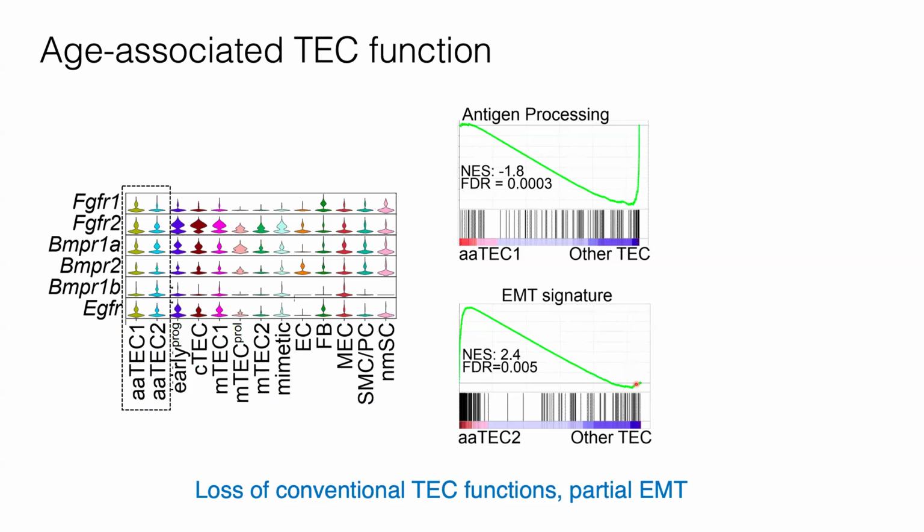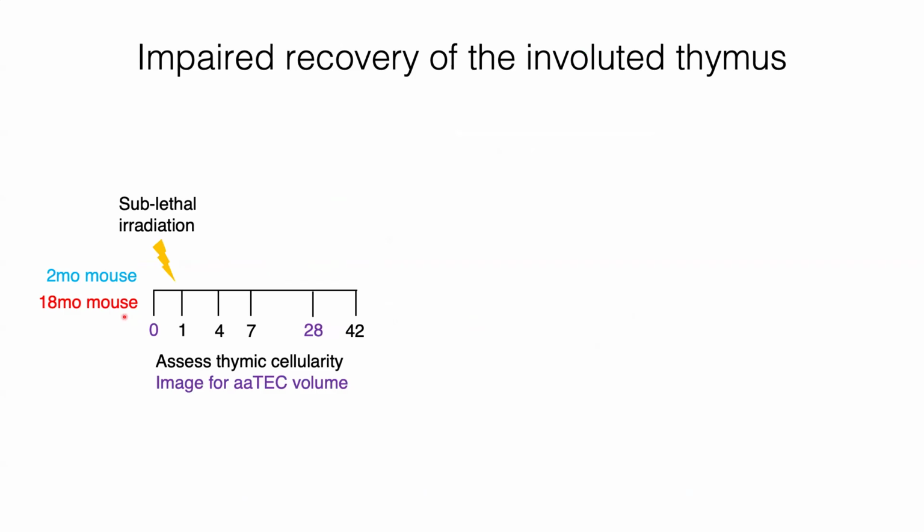However, something else we noticed was that, although AA-TEC didn't express genes required for thymocyte differentiation, they do have appreciable transcript for key TEC growth factors, such as FGF receptors shown up here, and also BMP receptors and the EGF receptor, suggesting they could still bind key growth factors that drive thymic epithelial cell proliferation and differentiation, factors we know are really important for thymic regeneration. So this prompted the hypothesis that perhaps AA-TEC impacts somehow on thymic regeneration. Maybe they're part of the reason why the involuted thymus can't regenerate so well.